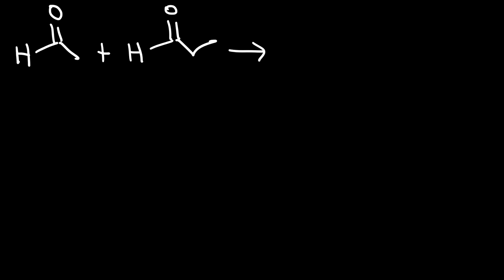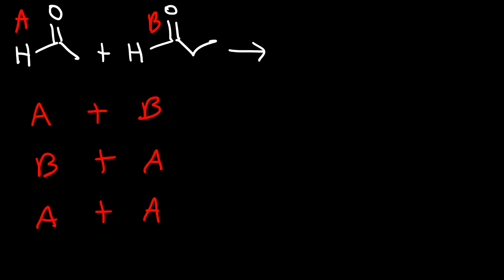Now let's talk about the cross-aldol reaction. So let's say we have a 2-carbon aldehyde and we wish to react it with a 3-carbon aldehyde. What products can form in this reaction? Let's call this reactant A and reactant B. So A can react with B, B can react with A, A can react with itself, and B can react with itself. And so we can get a mixture of 4 products, not including stereoisomers. Now, if you do include stereoisomers, you can get up to 8 products.